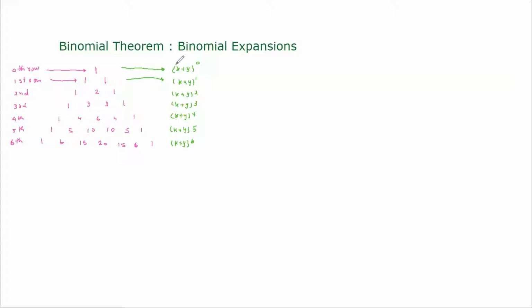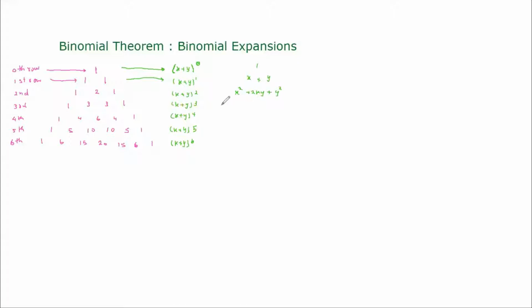Any base to the power 0 is always 1, so we have 1 here. Power 1 is x plus y. If we write the power 2 in algebra form, you use the formula: x squared plus 2xy, remember that one, plus y squared.